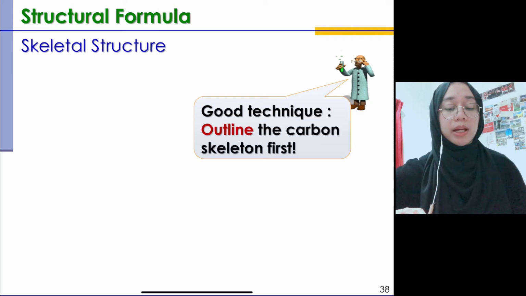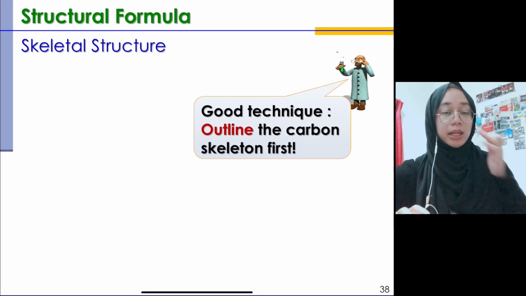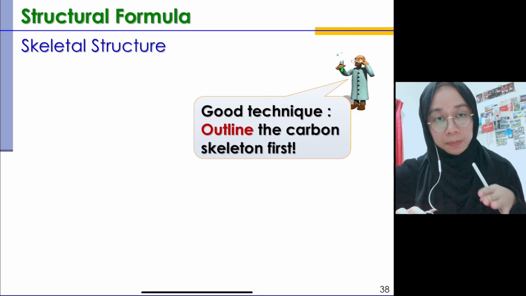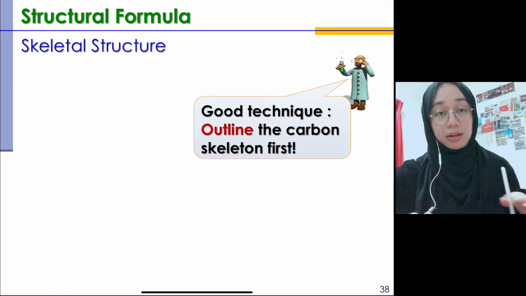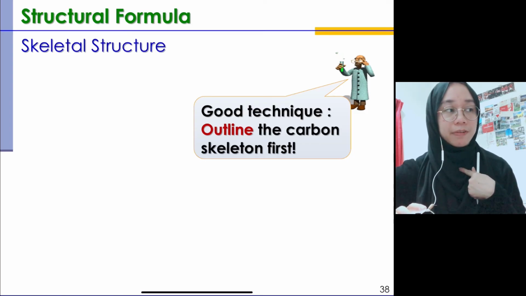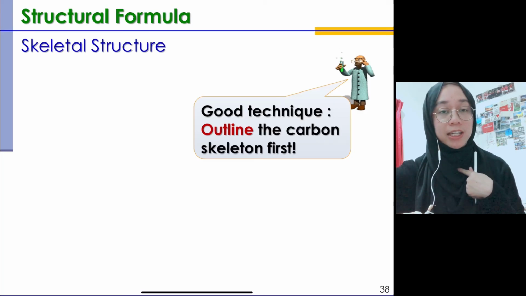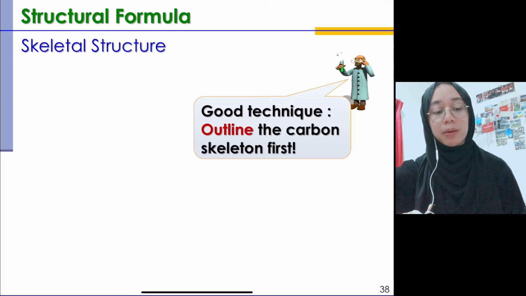Okay, so good technique is to outline the carbon skeleton first. Okay, ini adalah sebagai praktis awal-awal jap. Okay, sebab lama-lama nanti Miss tahu kamu akan terror bahagian skeletal structure ni. Tapi bear in mind, Miss lagi prefer kamu buat dalam bentuk condensed structure. Okay, so kamu akan nampak nanti kalau Miss buat soalan ke apa, Miss tulis kat depan nanti, Miss tulis lebih kepada dalam bentuk condensed structure.